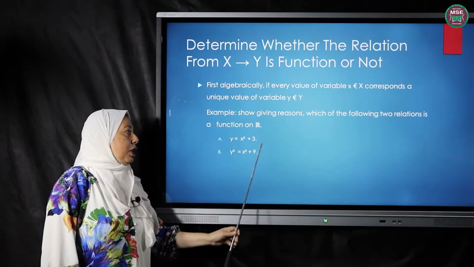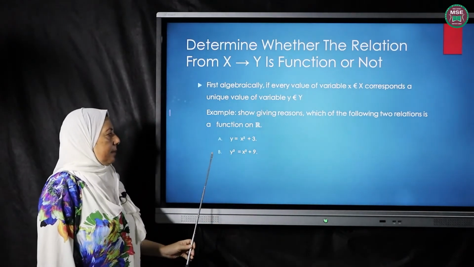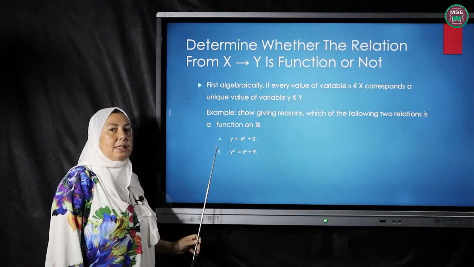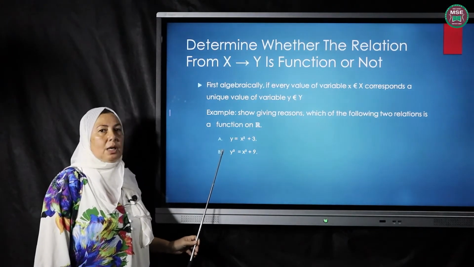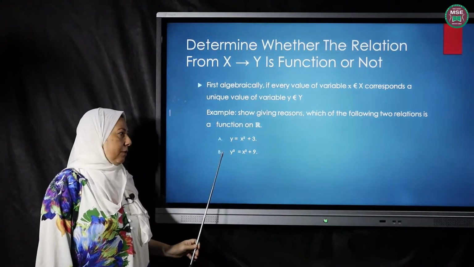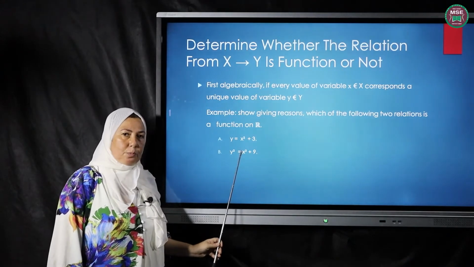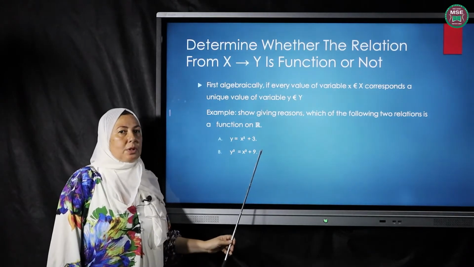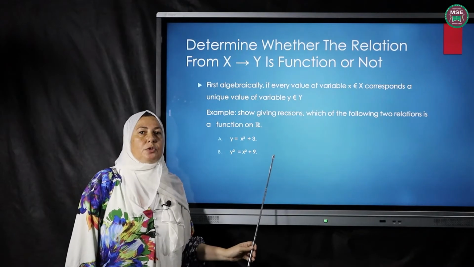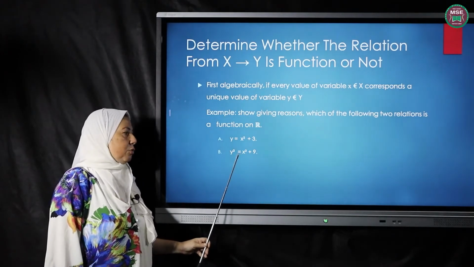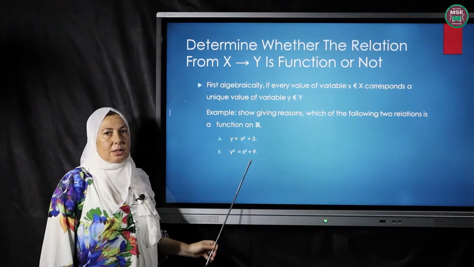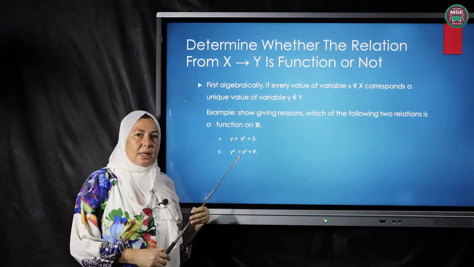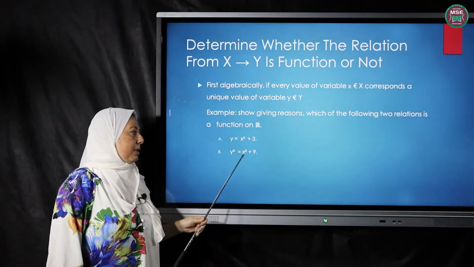The relation between x and y in A is a function. B, y squared equals x squared plus 9. For every element belonging to x, there exist two elements in y, two images, positive or negative. Say x equals 0. y squared equals 0 plus 9 equals 9, so y equals square root of 9, positive or negative 3. Two answers. x equals 0, y equals positive or negative 3. So y squared equals x squared plus 9 is not a function because every element in x has two images in y.